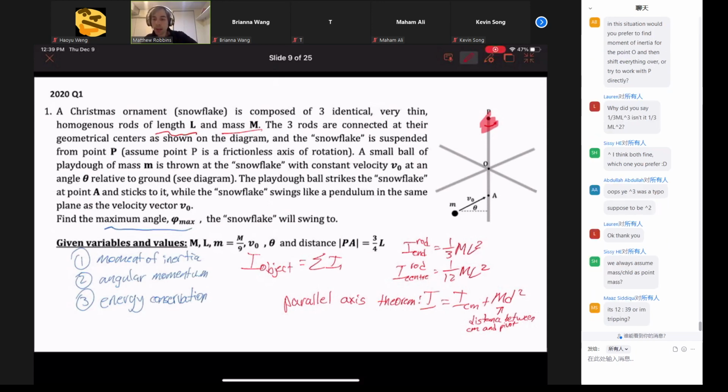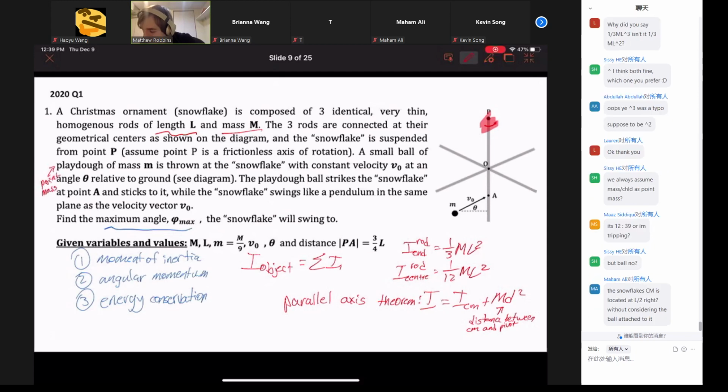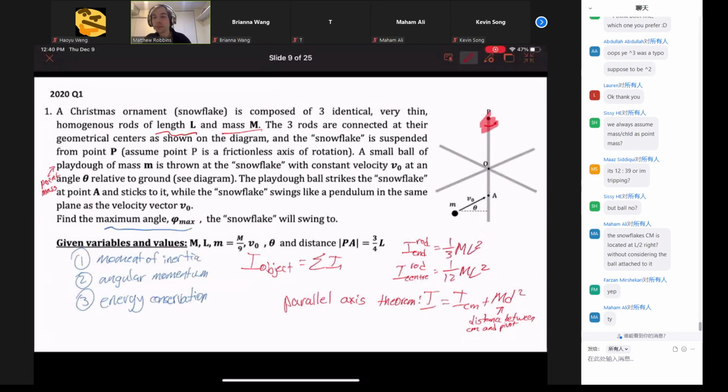Can we always assume the mass / child is a point mass? Yes, you can. In this case, we can assume point mass. So Play-Doh is a point mass. Basically, if it doesn't say the radius of the object, when it says something like small ball of mass m and it doesn't provide you with the radius, you can treat it as a point mass.